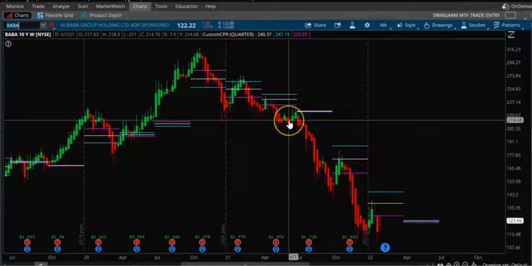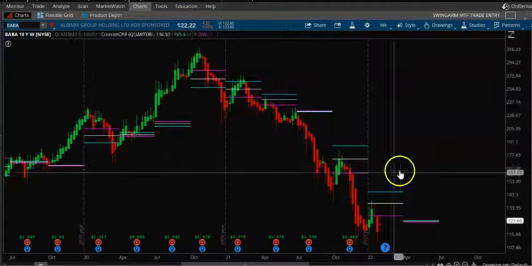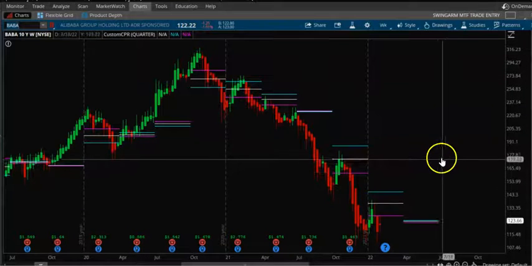Okay. So this is how you use the quarterly CPR for long-term plays, more than 2 to 3 months.